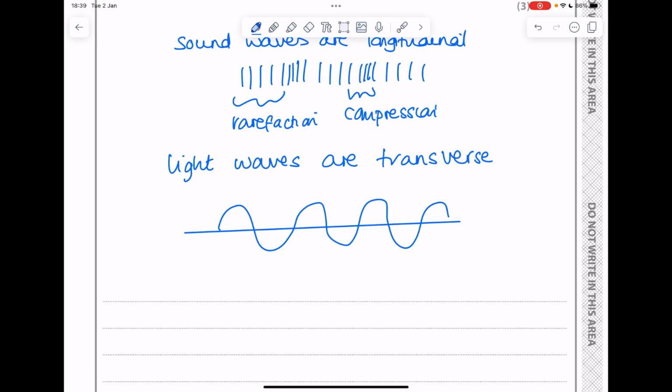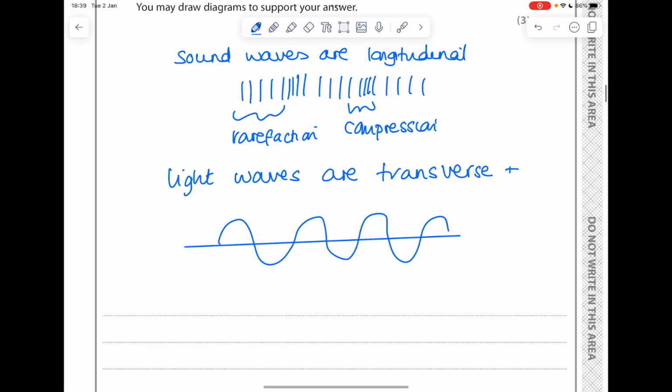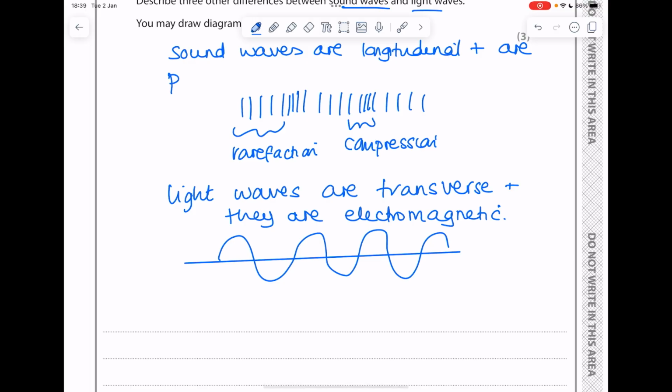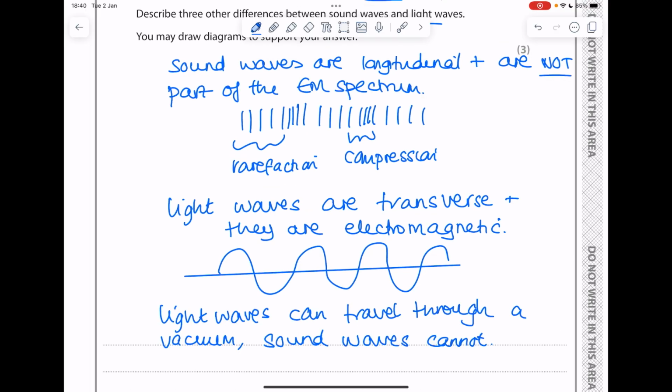We could also say that light waves are transverse and they are electromagnetic waves. Remember, they belong to the EM spectrum, visible light, whereas sound waves are longitudinal and are not part of the EM spectrum. I've also added this point down here that light waves can travel through a vacuum, whereas sound waves cannot.